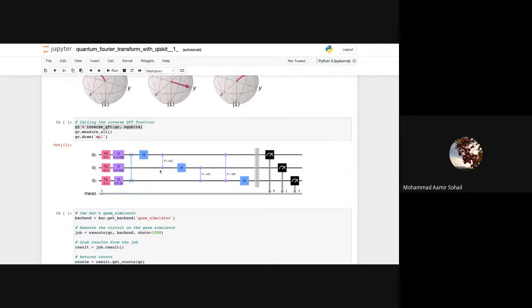So earlier we had the H first and then the controlled phase, but now we have the controlled phase and then H. And also in the controlled phase, earlier we had this pi by 2, but here we have minus pi by 2 because we are taking the inverse. So when we say inverse, we mean that we are taking the dagger.